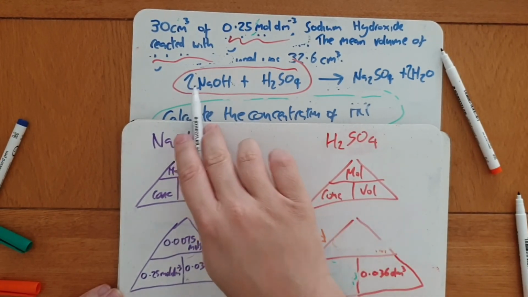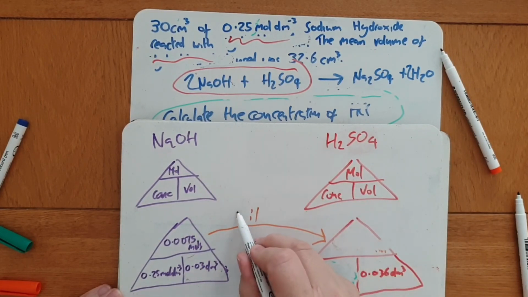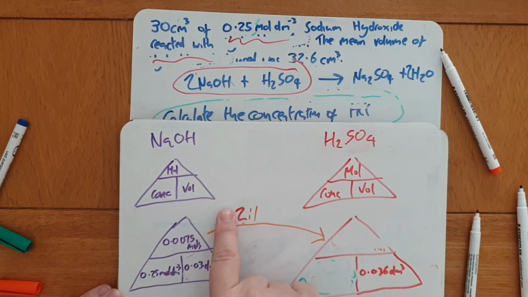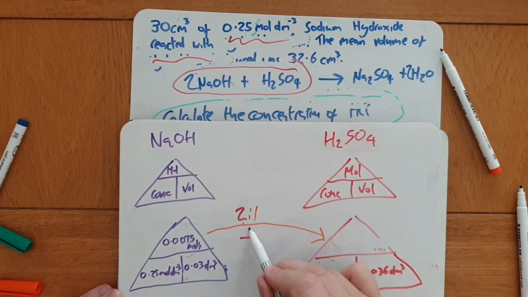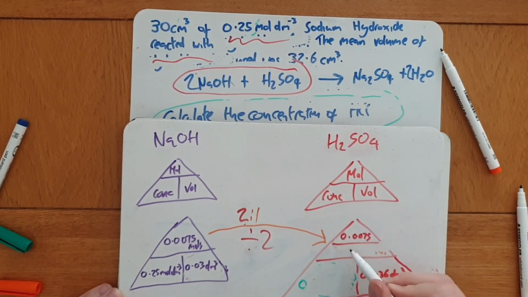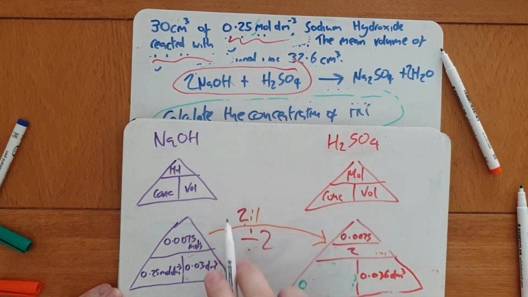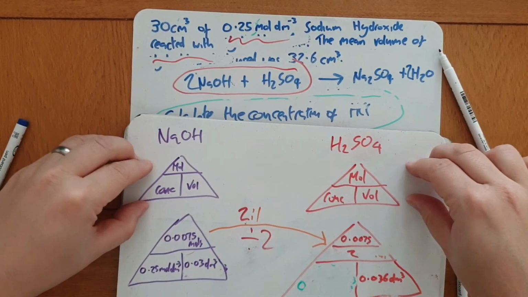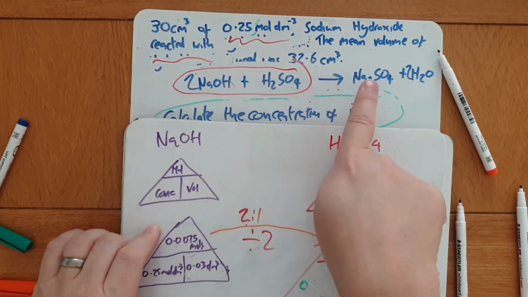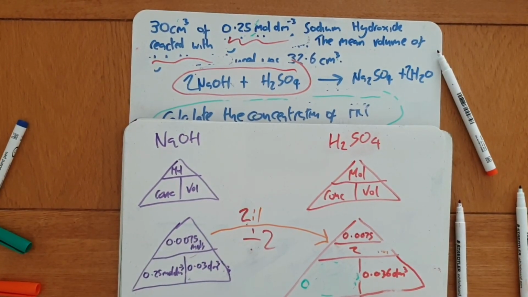the ratio is 2-to-1, which means for every 2 of these, you only need 1 of these. So you have to half it. You have to divide it. To go in that direction, you'd need to divide by 2. So this would be 0.0075 divided by 2. And that is what you use the equation for. So write your triangles, fill in what you know, link the moles to the moles by the balanced equation. Hopefully that clears it up for you.